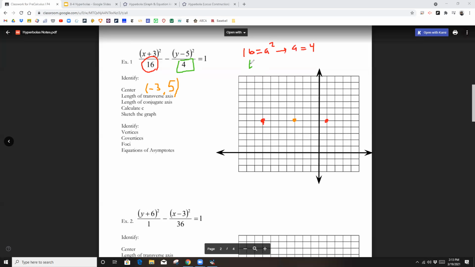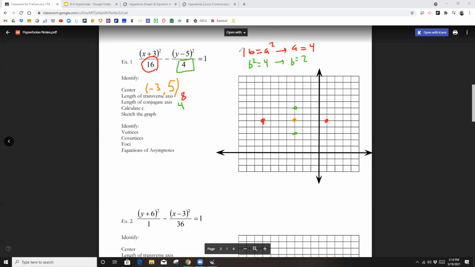Then look at the number under y squared. So we'll call that b squared. All right, that's 4, which means now I'm going to look at my center and move up and down 2 units. Okay, so now I could answer this question if I wanted to know the length of my transverse axis. Since it's opening up left and right, it's going to be 8 units long from there to there, because you've got 4 over here and 4 over there. So 4 and 4 is 8, so that's the length of my transverse axis. And then my conjugate axis, well, I move up 2 and down 2, so that's 4 units long.